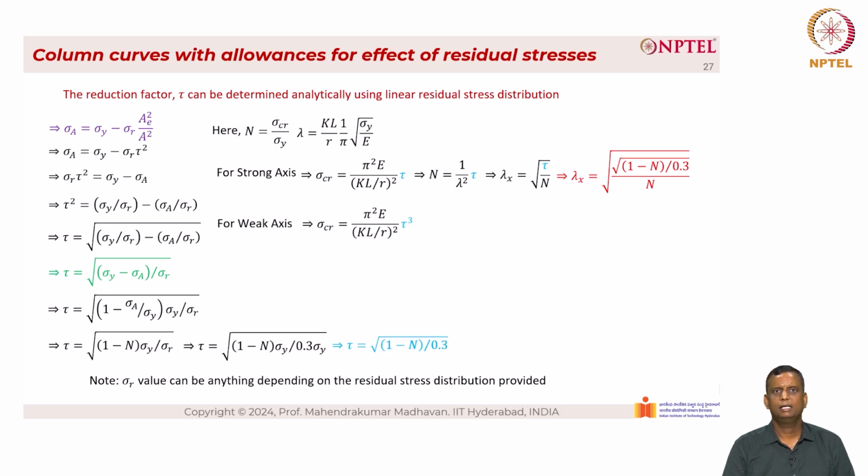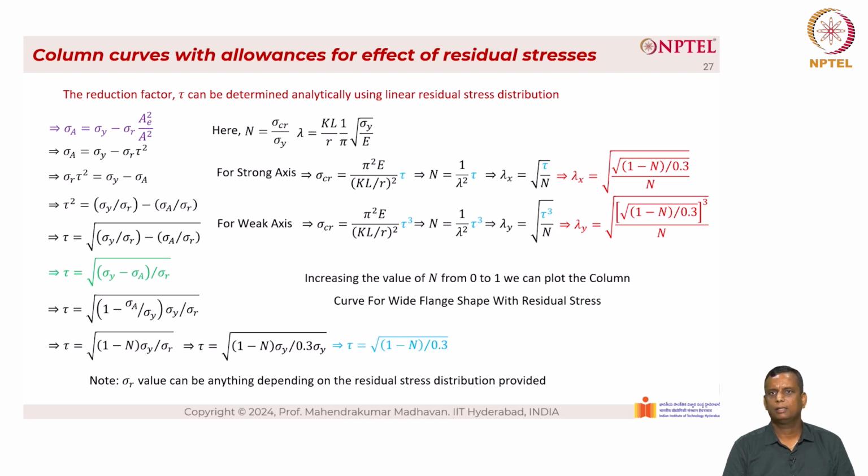For weak axis, we have sigma critical equal to pi square E divided by KL by r the whole square into tau cube. n is equal to 1 by lambda square into tau cube, which implies lambda sub y equal to root of tau cube by n, which gives rise to the equation lambda sub y equal to root of bracket open root of 1 minus n divided by 0.3 the whole cube divided by n. Increasing the value of n from 0 to 1, we can plot the column curve for wide flange shape with residual stress.